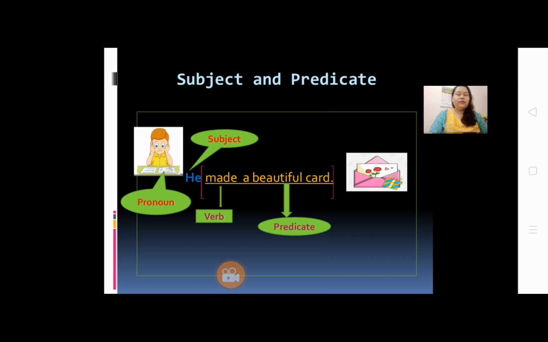Let us see one more example. He made a beautiful card. Here, who is the sentence about? The sentence is all about he, which is also a pronoun. So, he is the subject. Now, let's find out the predicate. So, what did he make? He made a beautiful card. Right, children? So, the rest of the sentence, made a beautiful card, is the predicate. Also, it begins with the verb made.